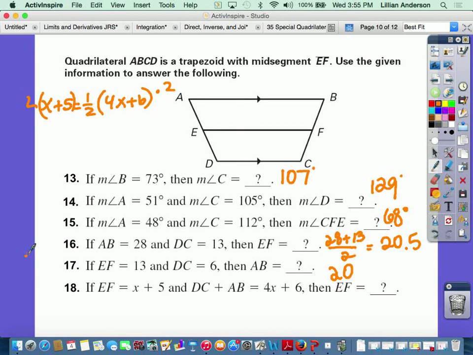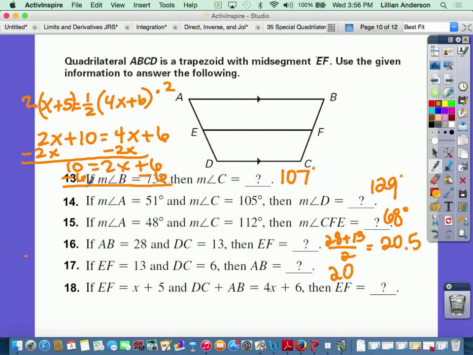EF is your mid-segment. DC plus AB equals 4x plus 6. So the sum of your two bases is already given to you. So you should have set it up like so. I went ahead and put in the multiplied by 2 part, which gives me 2x plus 10 equals 4x plus 6. Could you distribute the 1/2? Absolutely. But since we have been kind of doing it like this already, I just wanted to continue. So then we solve for x. Subtract 2x from both sides to get 10 equals 2x plus 6. Subtract 6 from both sides to get 4 equals 2x. So x equals 2. But did it ask for x? No, it asked for EF. So we had to go in and plug in 2 for x, and EF is 7.